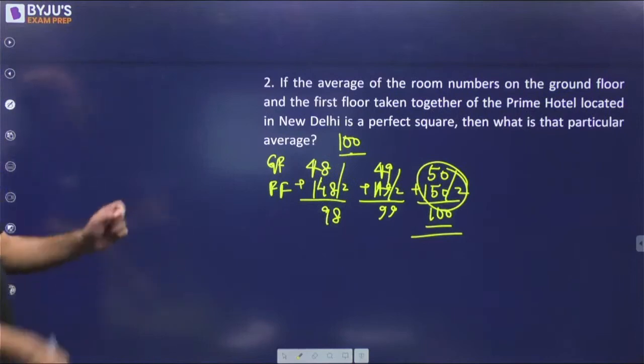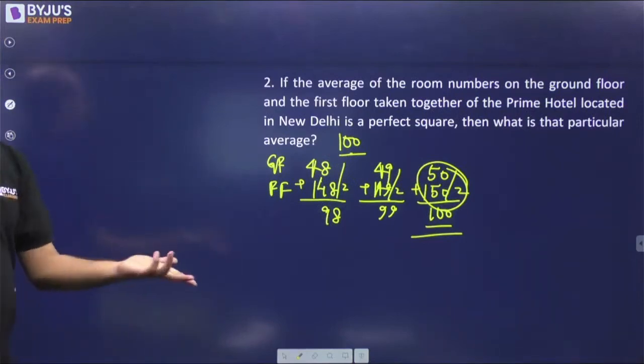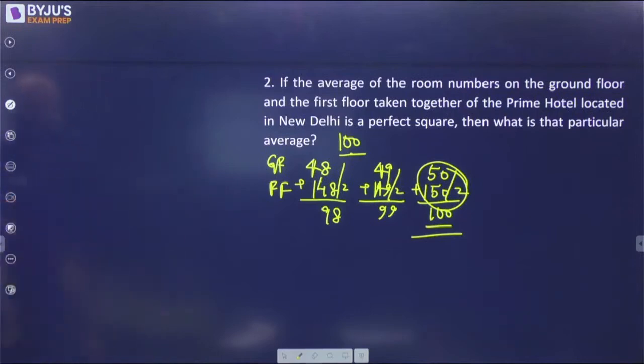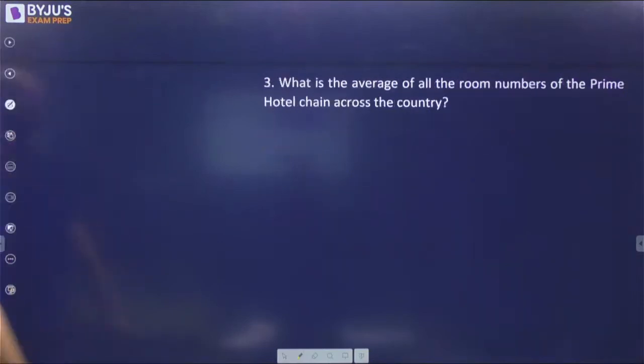If we happen to add the numbers, then obviously it will not give us a perfect square because the numbers already are not perfect squares. Adding some 600 will not make a perfect square. So 100 is the answer.